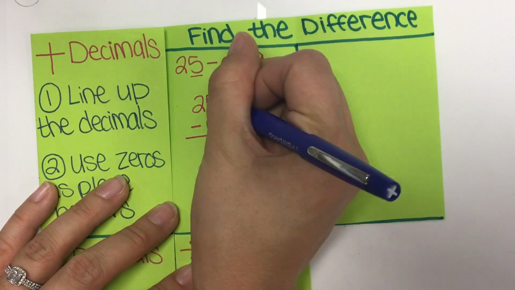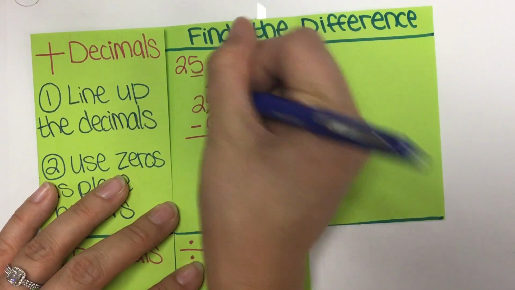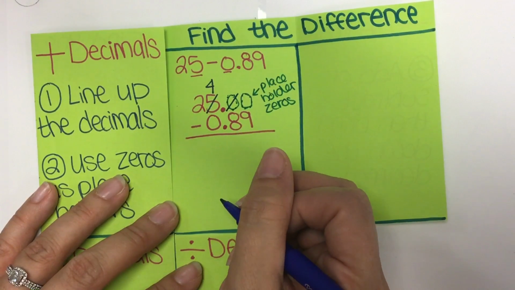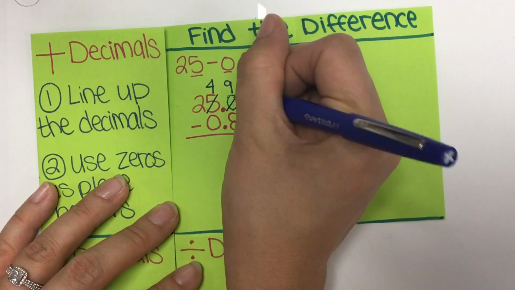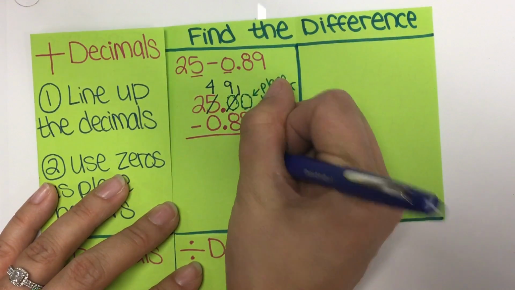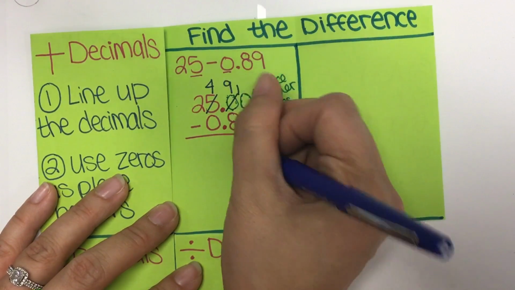I can't borrow from the nothing, so I'm going to borrow from the 5, make that a 4, make it nice and neat so that you don't get lost in there. Anything with the slash becomes a 9 because I tried to borrow from it, and then we have 10. 10 minus 9 is 1. 9 minus 8 is 1.